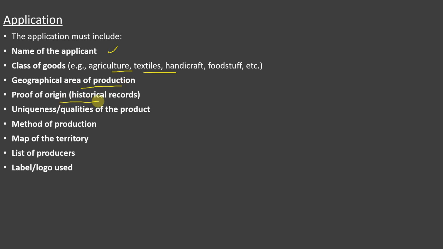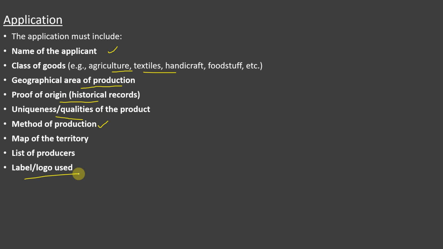Proof of origin, historical records, uniqueness or qualities of the product. So what is unique in that product, the quality of the product shall also be included. Method of production, map of territory, list of producers, label and logo used. So a label or logo for the product shall also be mentioned.